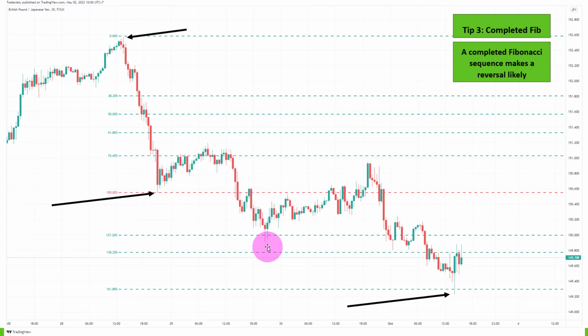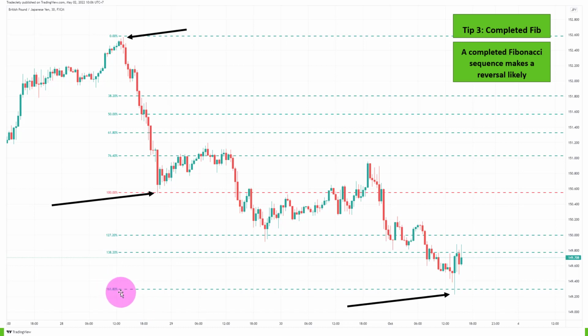The next impulsive wave leads us to 127. When the price reaches the 161 or the 200 Fibonacci level, that's usually where we are talking about a completed Fibonacci. Also, in which wave are we? Wave 1 happens here. Wave 2 is the corrective wave. Wave 3 is here. Wave 4 is the corrective wave. And wave 5 is now here, our completed Fibonacci.